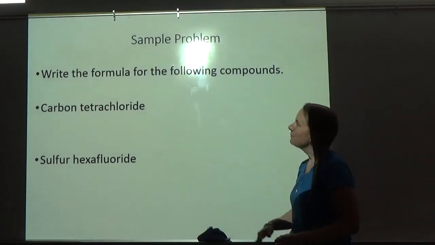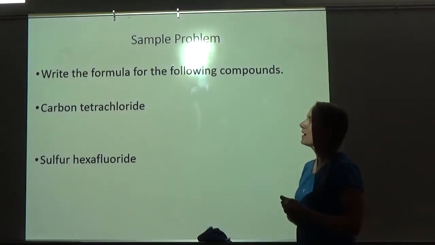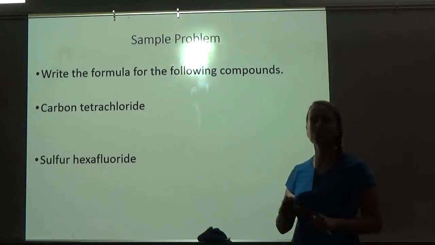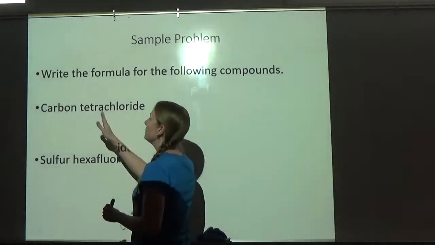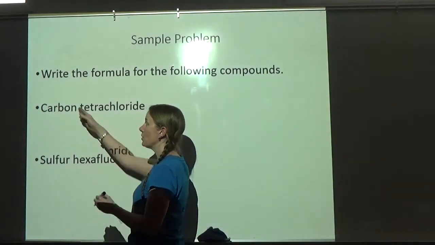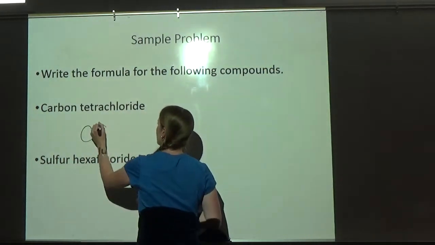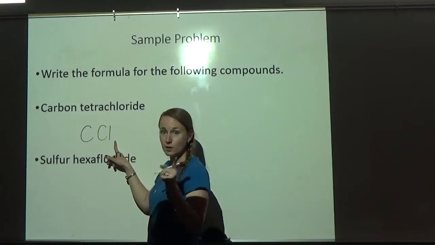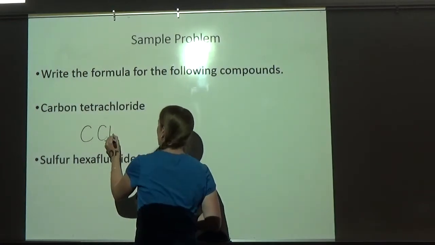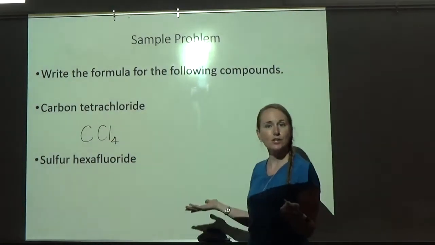All right, so it says write the formula for the following compounds. So we have carbon tetrachloride. Again, I don't need to focus on charges because the prefixes tell me everything I need to know. It says carbon, so I know that's C. Tetrachloride, chloride is Cl, lowercase l, just saying. And tetra means 4, so it's CCl4. That's all you have to do.